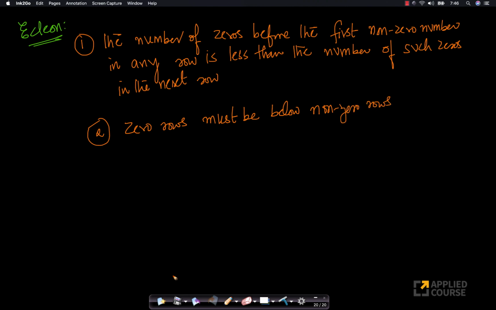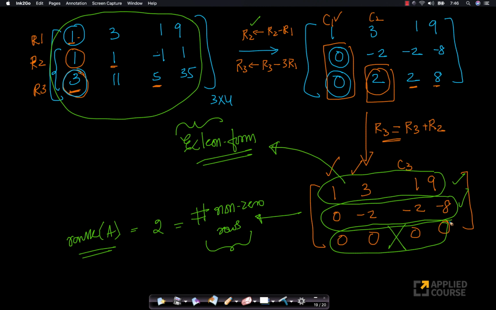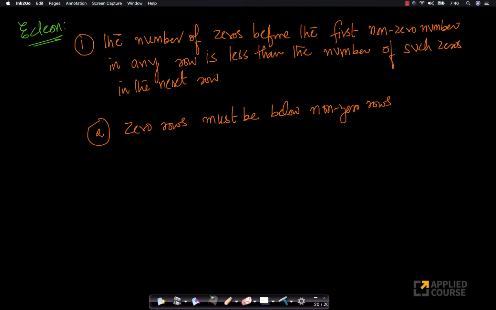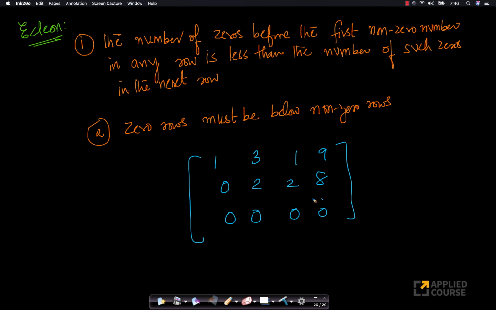So let's see this from the perspective of this matrix. Let me rewrite the matrix here. What matrix did we have? 1, 3, 1, 9; 0, 2, 2, 8; and then 0, 0, 0, 0. Look at this: the zero row is below all non-zero rows, so it satisfies this condition. Next, how many zeros are there before the first non-zero number? This is the first non-zero number. There is one zero.